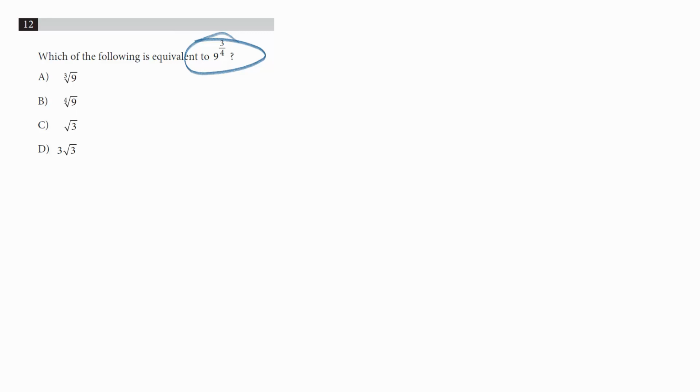So one thing we can do is we can rewrite the fractional exponent as a 4th root of 9 to the third. And so far, that does not really help us.